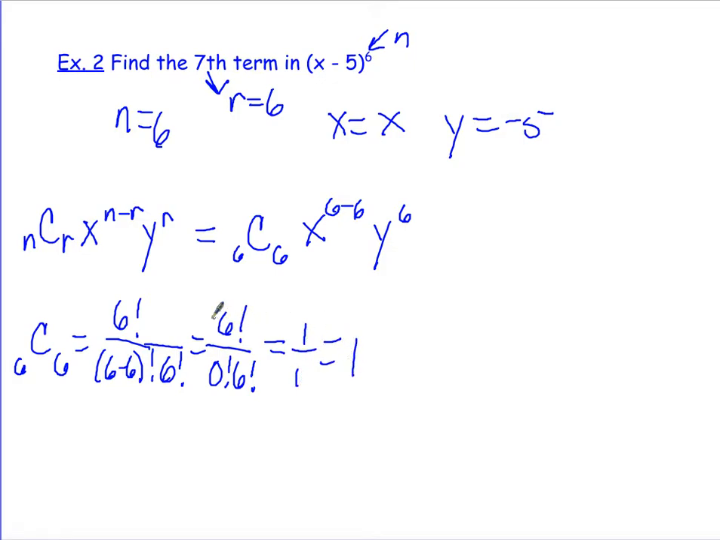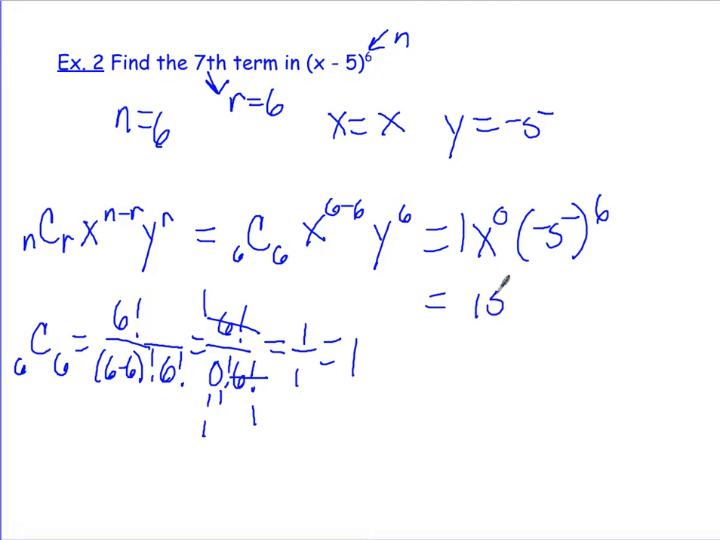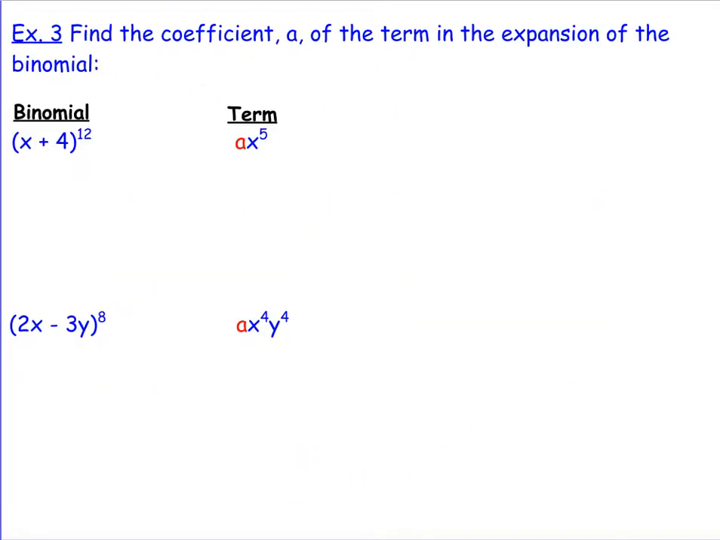So these cancel out. They replace each other with 1s. 0 factorial is equal to 1. So now we have 1, and then x to the 6 minus 6, that's x to the 0. And then negative 5 to the 6th power. Anything to the 0 power is 1, so negative 5 to the 6th power, you end up with 15,625. That is your answer.